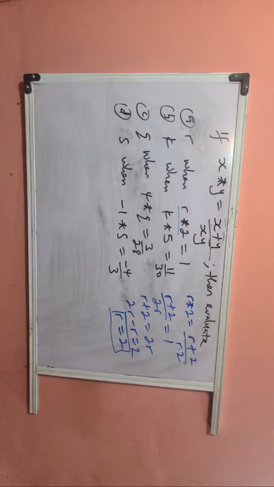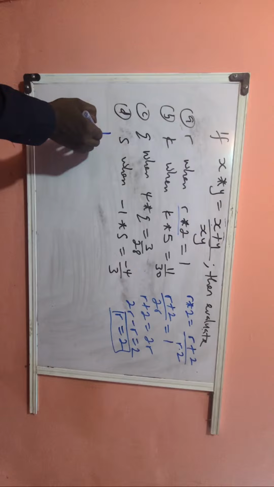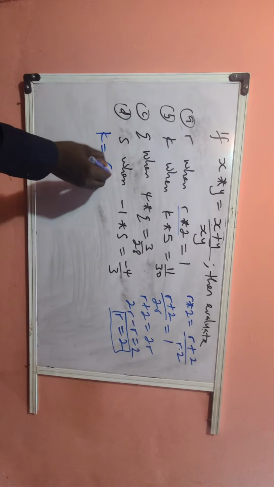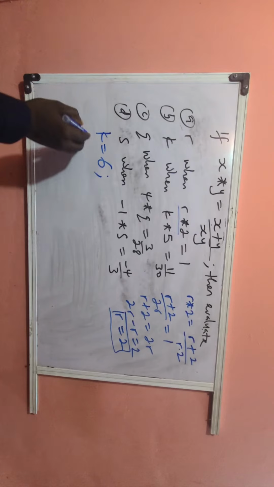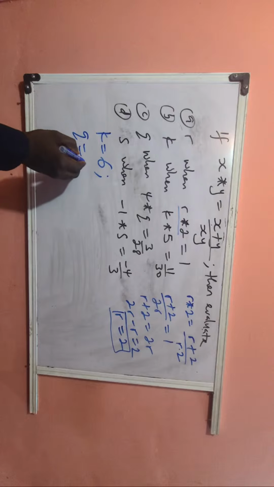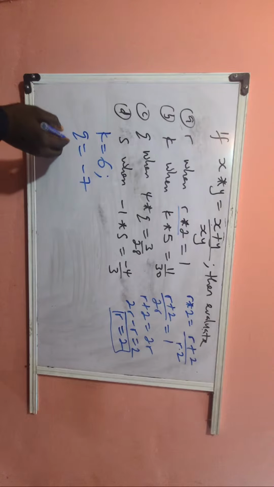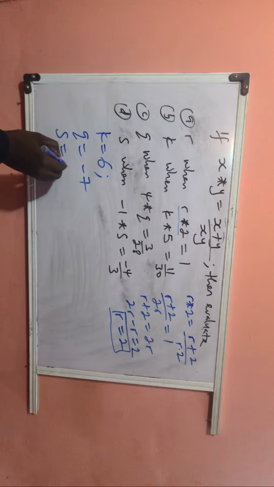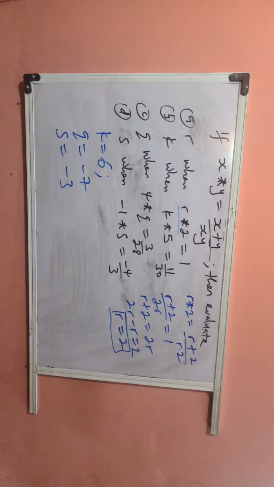So in case you're wondering, these are the values. We have K giving us 6. We have Q giving us -7. We have S giving us -3. So follow the procedure and make sure you are very accurate while calculating. You cannot get it wrong.